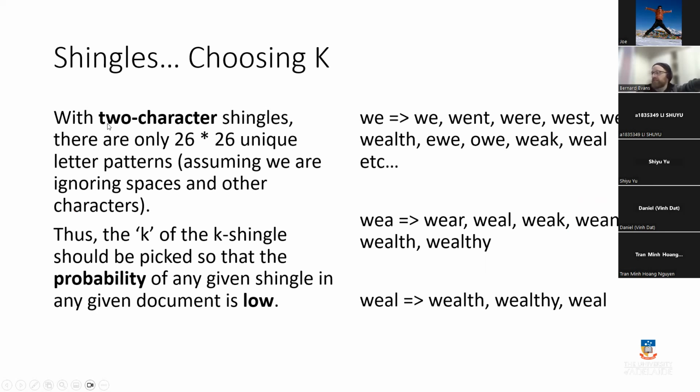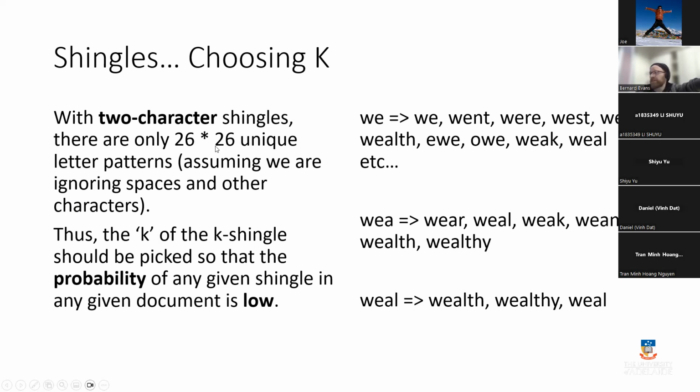Because we have a choice. We have a tunable parameter, right? So with 2-character shingles, there are 26 by 26 unique letter patterns, 27 by 27 if we include spaces, 30 by 30 if we include other punctuation, I think. But 26 by 26 is 676, which is a reasonable number of unique shingles, but it's not very high, right?